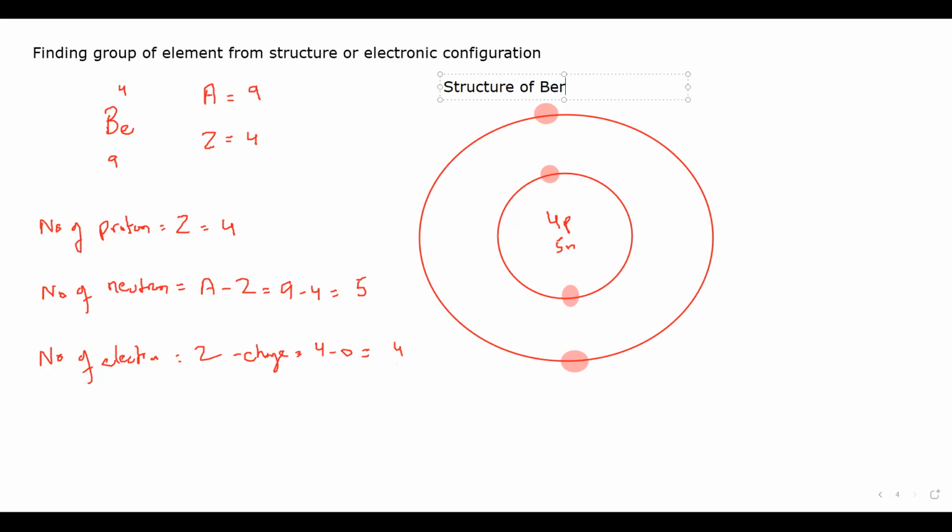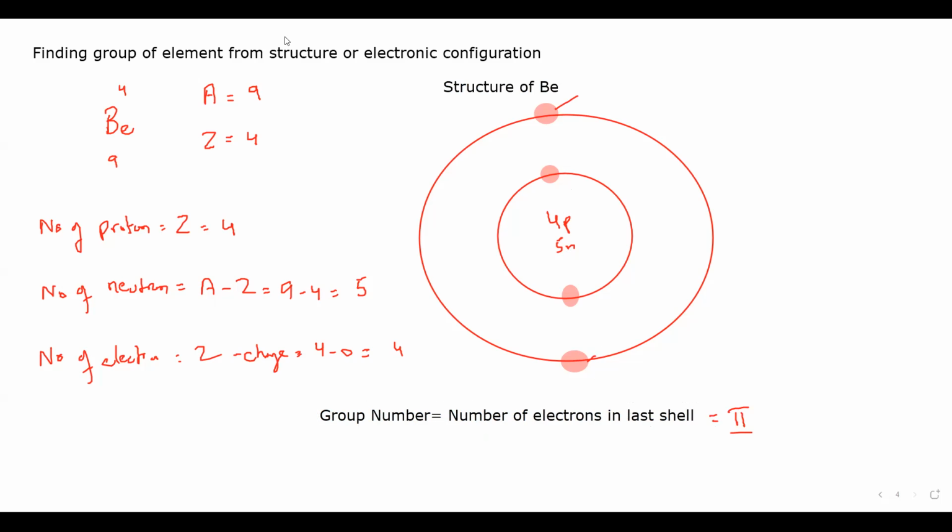So using the structure, how we can work out the group number? As we know, the group number represents the number of electrons in the last shell. So as you can see, the number of electrons in the last shell, how many are there? There are 2 electrons, one, this is one and this is the second one. That's why it is group 2. And when we represent a group, we represent in Roman, so it is group 2.